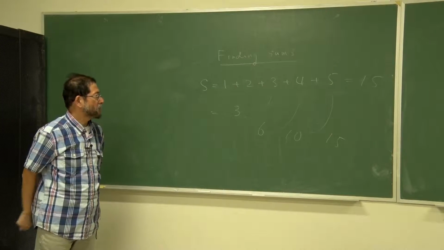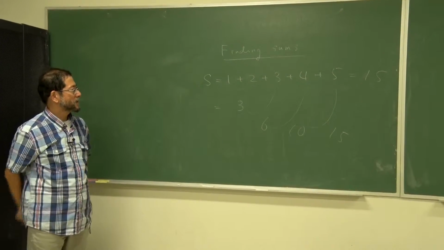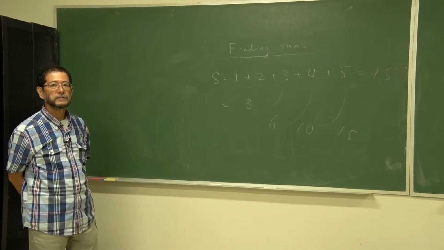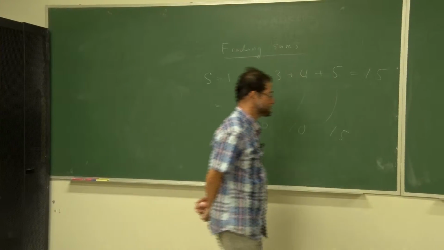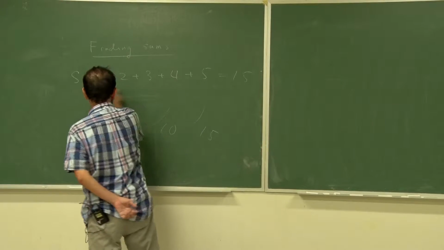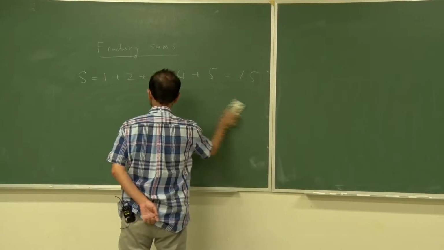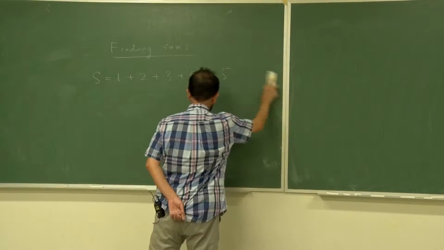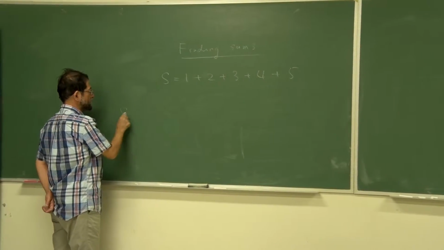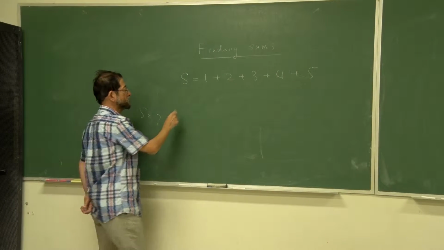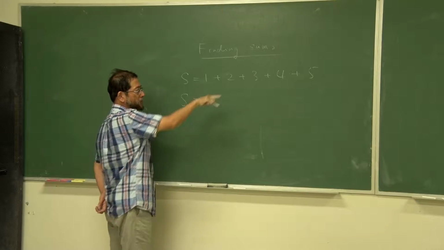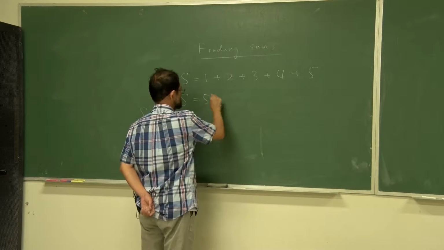Of course there's nothing wrong with doing this, but I want to introduce a very interesting way to find this kind of sum. The idea is, you just call this S, the sum. So I want to find the value of S. To do this, I just rearrange this S from the bigger one to the smaller one.